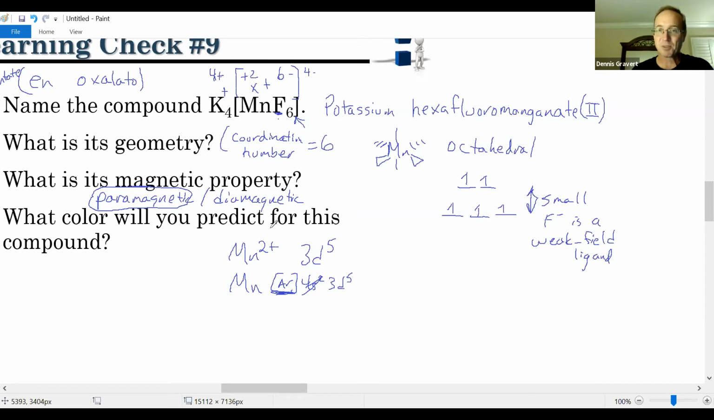What color would you predict? Okay, that could be on the test too. So I'm not looking, well, you didn't give me the color wheel. No, I just want you to just ballpark idea. And it comes about by your prediction of the gap. So we're going to shine light on this and raise one of the electrons up here, just a little bit of energy. So who has a little bit of energy in the visible light spectrum?